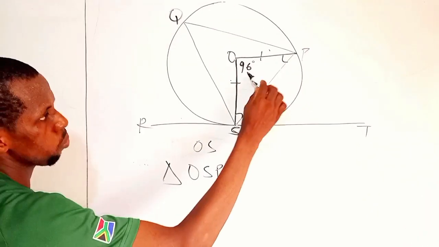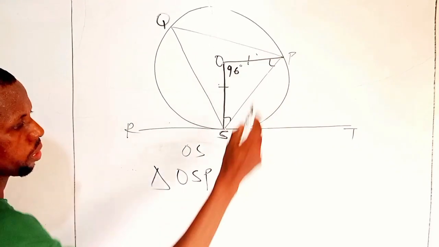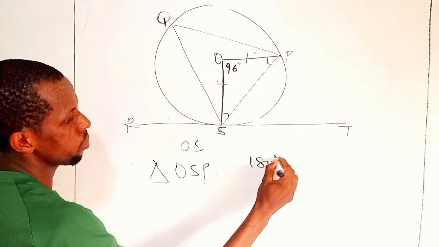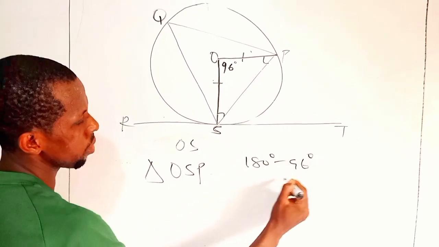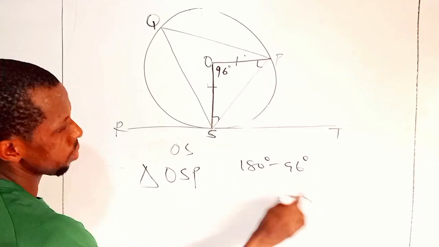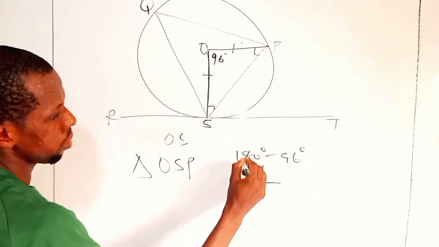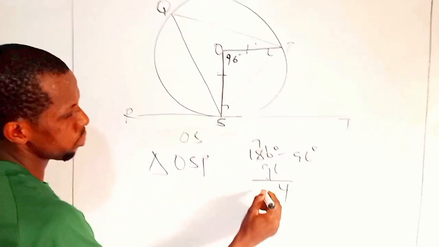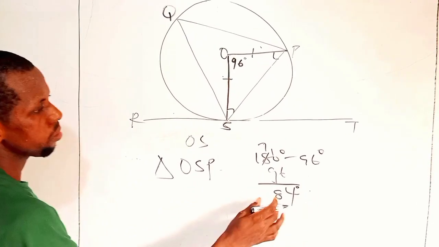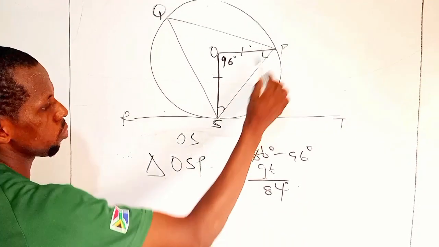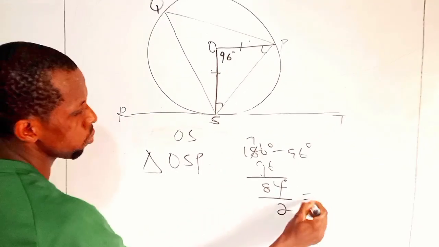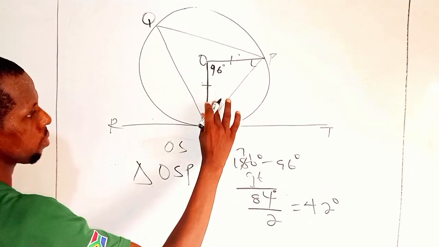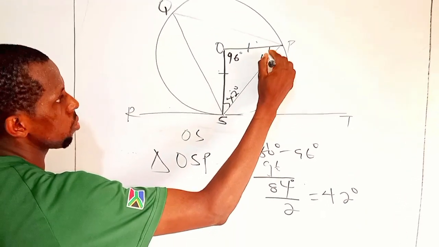So that means that we need to work with 180, which is the sum of angles in a triangle. So how do we get these two missing angles? We see 180 degrees minus 96 degrees. Minus 96 from 180, we have 84 degrees. So this 84, we need to divide it by 2. 84 divided by 2 is 42 degrees. So the base angle of the isosceles triangle here is 42 degrees.